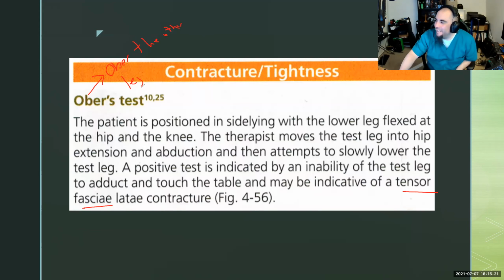Patient's position is side lying with the lower leg flexed at the hip and the knee. Therapist moves the test leg into hip extension and abduction, and then attempts to slowly lower the test leg. Positive test is inability to lower the leg.